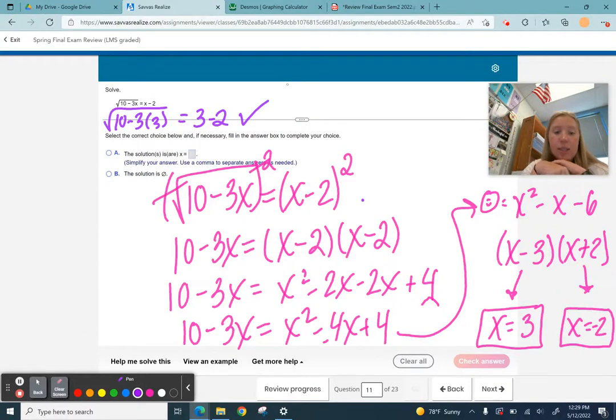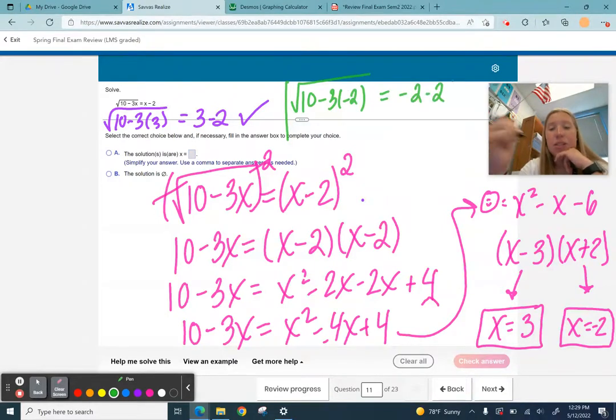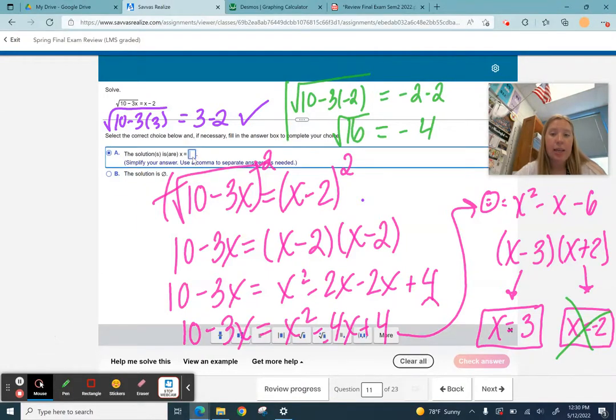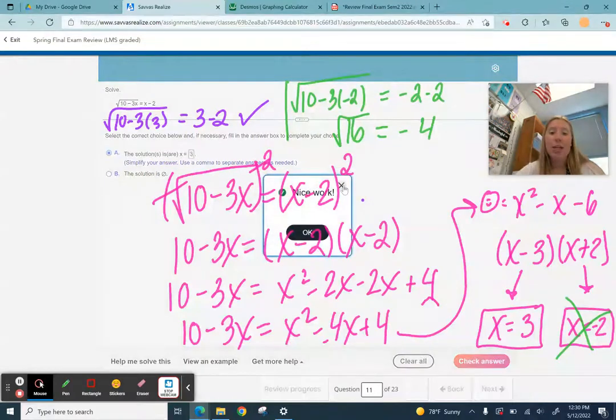That one works. But if we check negative 2, I have a feeling that this one is not going to work. 10 minus 3 times negative 2 equals negative 2 minus 2. Negative 3 times negative 2 is 6. So that would be 16 and negative 4. Does the square root of 16 equal negative 4? No, it doesn't. So that one ends up being extraneous. And then we are putting only 3 in our answer box.